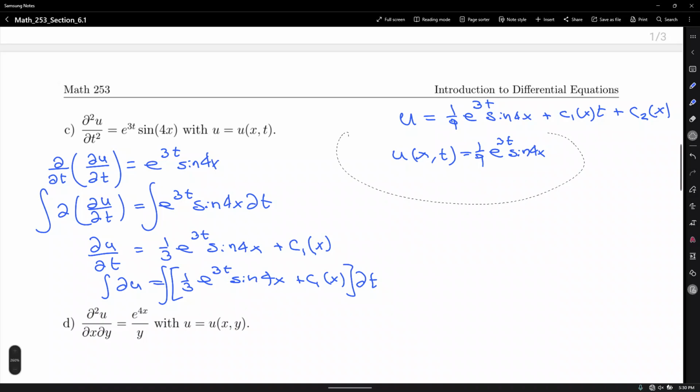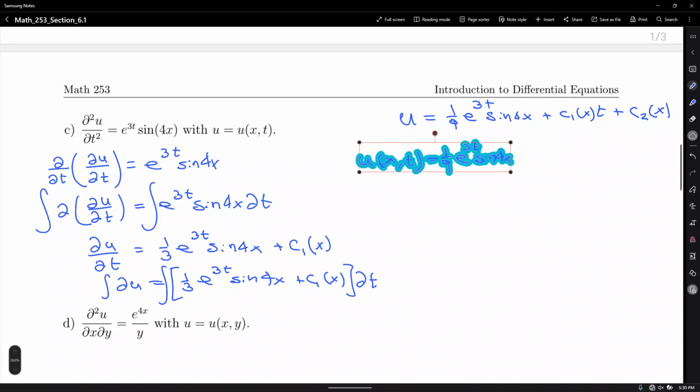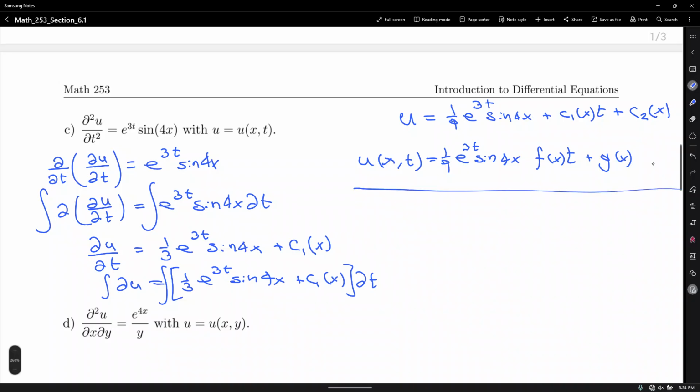Okay, let me make some space right here. And however you want to express these, I mean, this c1 of x times t plus c2 of x, you could leave it like this, or if you prefer, maybe call this f of x times t plus g of x. It doesn't matter. It doesn't matter. Okay.